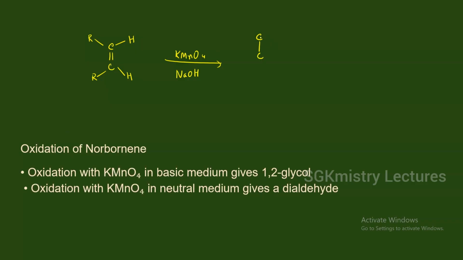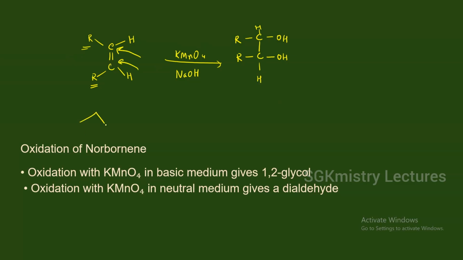So here you're going to get C single bond C, the double bond will be broken. So here you have H, OH, OH, H, and here you have the R and R. So here again, you can see that the OH is adding to the double bond from the less hindered side. Here you can see there are R groups, right? Here there are only H groups. So what happens? The OH addition takes place from this side of the double bond.